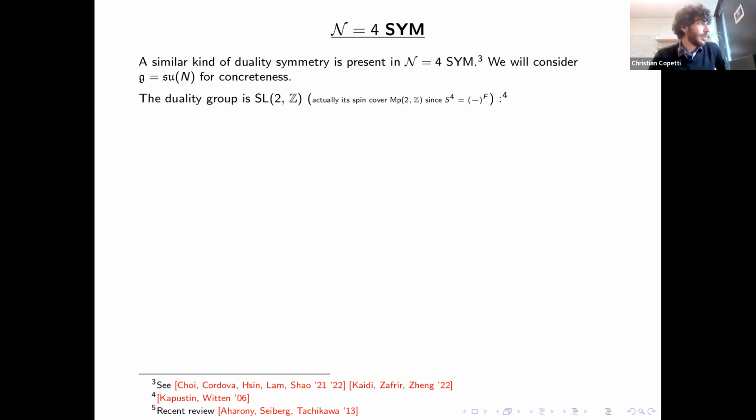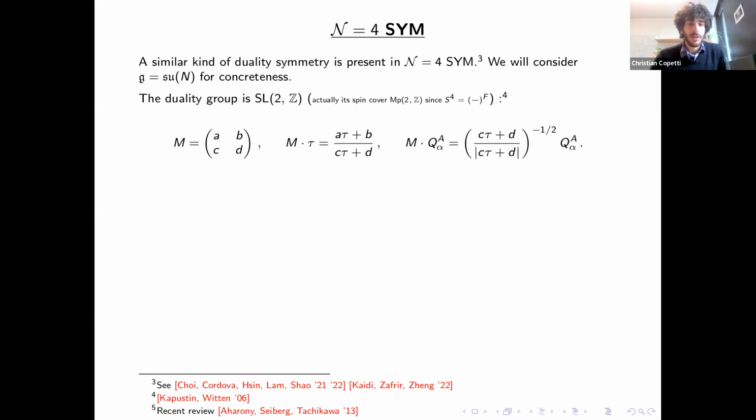And it has been known for a long time how this acts on the various observables of the theory. In particular, it acts on the complexified gauge coupling tau, as follows. But it also acts on the supercharges. This will be important for us in the following way. And you can check, this was known since Kapustin and Witten, and you can essentially compute this on the Coulomb branch. So it's a simple computation in some sense.